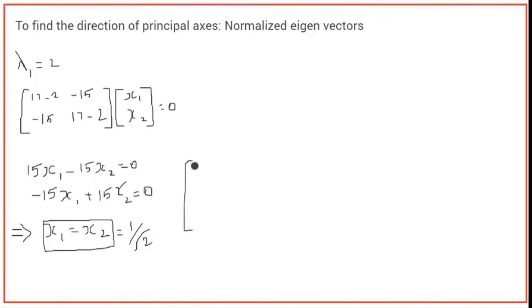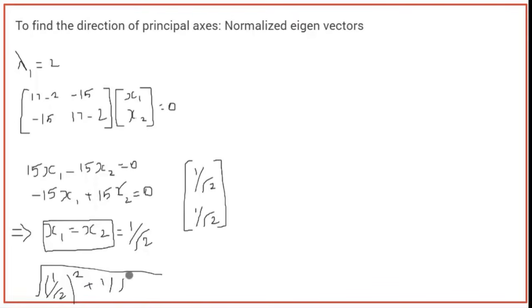So in this problem, let's assume our x1 and x2 are equal to 1 by root 2. So the eigenvector will be 1 by root 2 and 1 by root 2. If you find the magnitude of this eigenvector, that is the square root of (1 by root 2) the whole square plus (1 by root 2) the whole square, this will give you the square root of 1 by 2 plus 1 by 2, which is the square root of 1, that is 1. So the magnitude of the eigenvector is 1. So this is a normalized eigenvector.